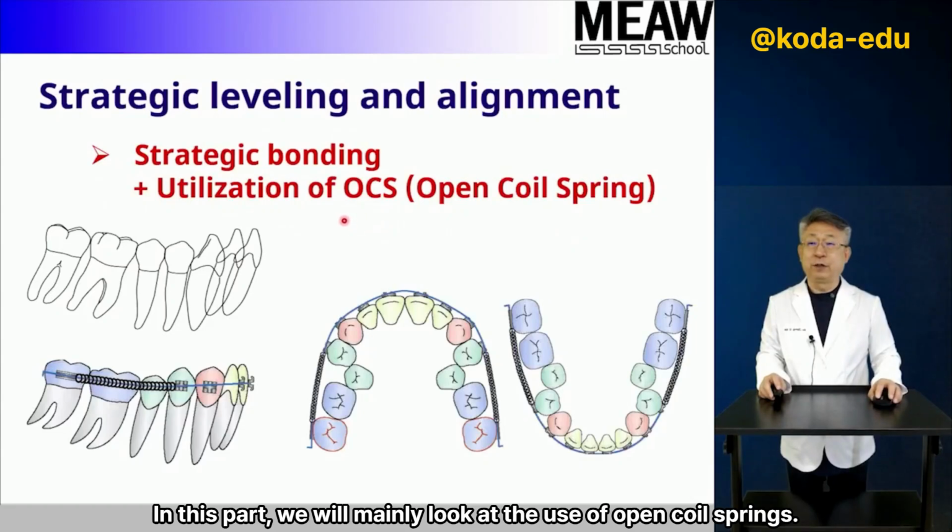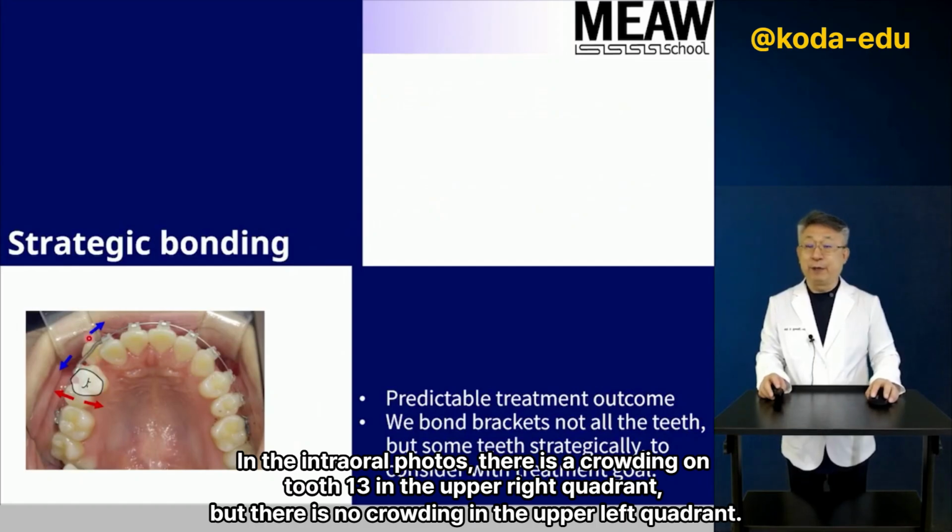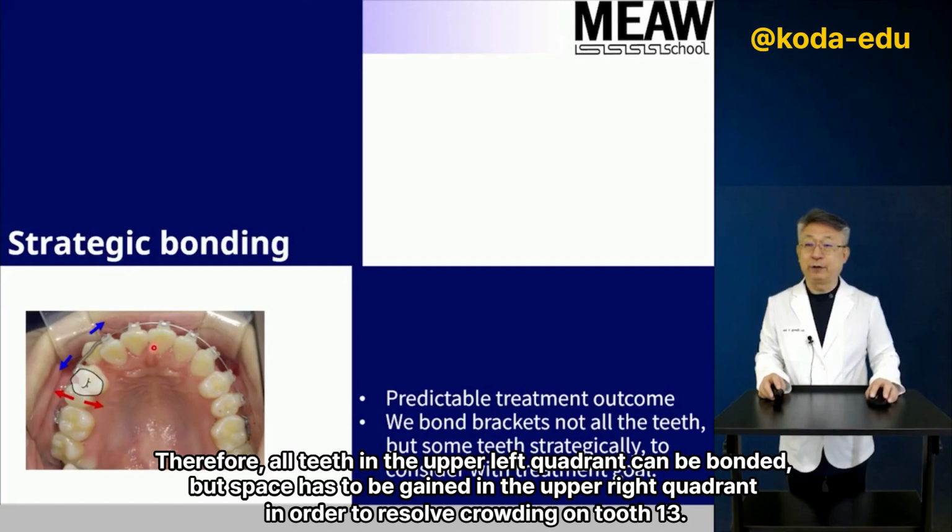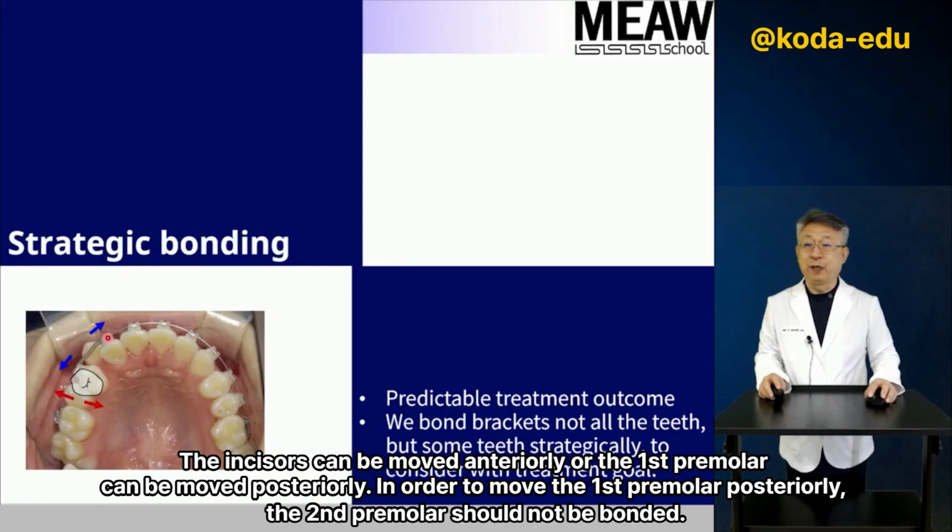In this part, we will mainly look at the use of open coil springs. In the intraoral photos, there is a crowding on tooth 13 in the upper right quadrant, but there is no crowding in the upper left quadrant. Therefore, all teeth in the upper left quadrant can be bonded, but space has to be gained in the upper right quadrant in order to resolve crowding on tooth 13. The incisors can be moved anteriorly or the first premolar can be moved posteriorly. In order to move the first premolar posteriorly, the second premolar should not be bonded.